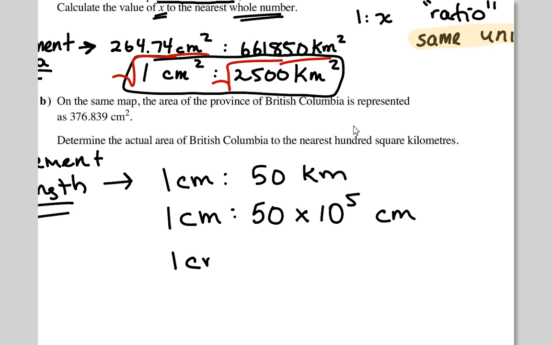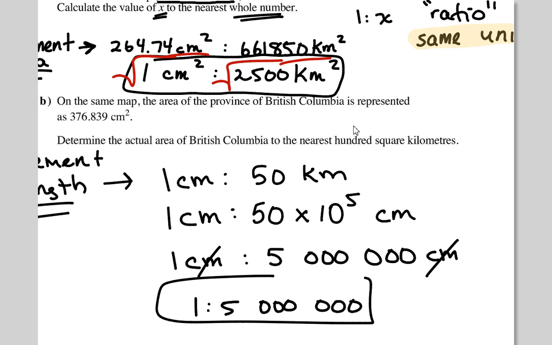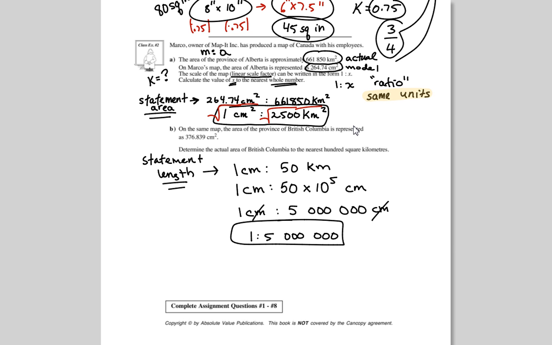So it's 1 centimeter for every 5 million centimeters. Now, because that's a ratio, those units will cancel, and you now have the scale factor. 1 to 5 million. That's the scale factor. It's 5 million times smaller for the length. All right. Hopefully that was not too confusing. I wish they chose some simpler numbers.